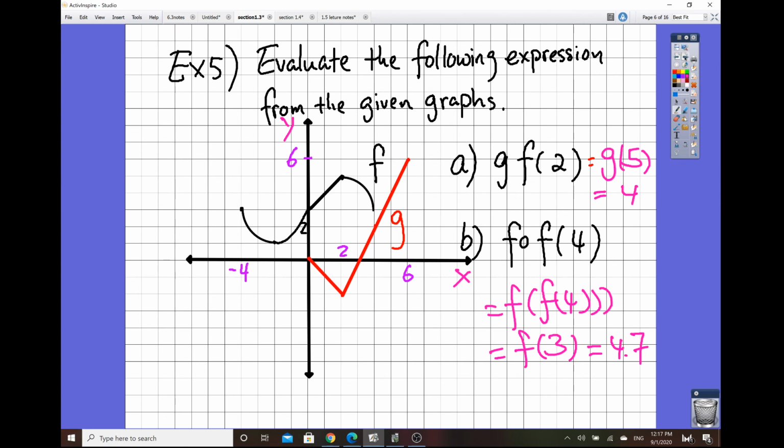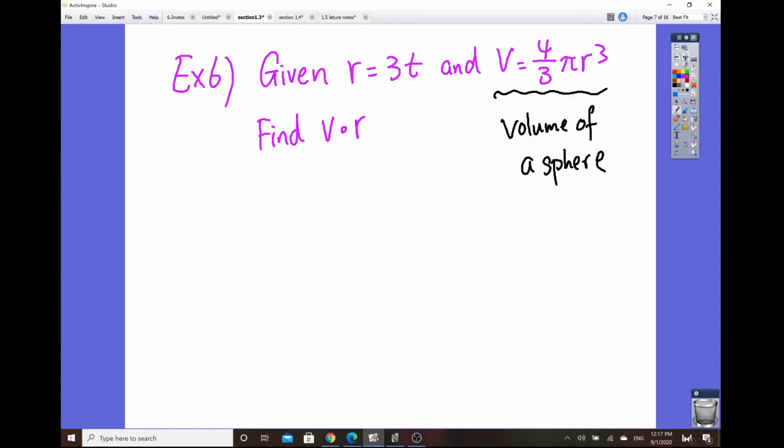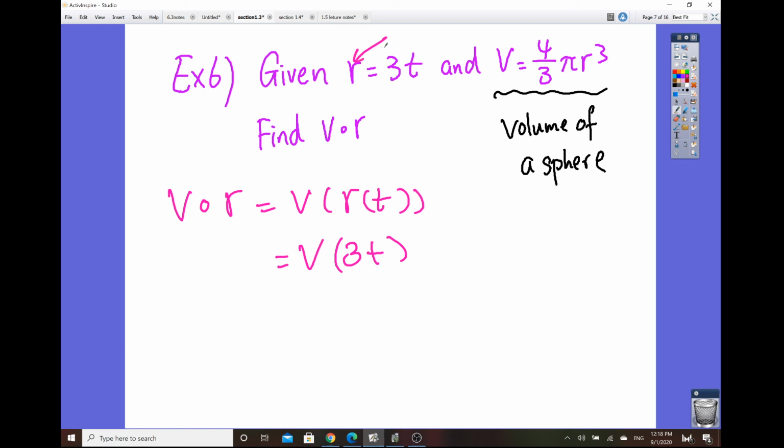Okay, so now let's see what else we have for the rest of this. The last one. So again, this one is just the compositions. So for V circle R, that means it's V of R of the variable. Whatever the variable is, looks like the variable is T. So it's V of R of T. So we started off with the inner function, the radius function, which is 3t. So we just convert that to radius with respect to the time. So this one is a radius. T means the time.